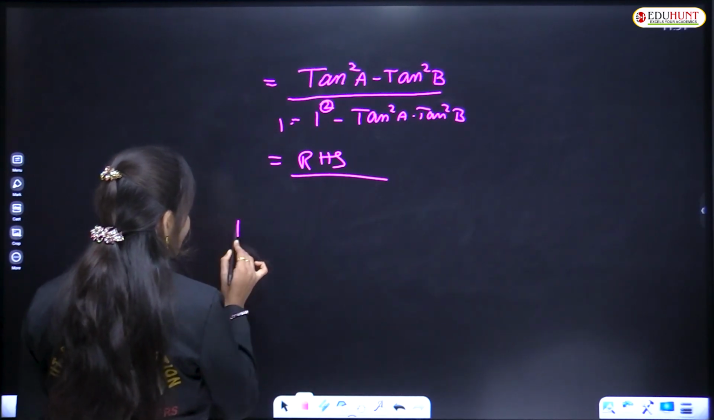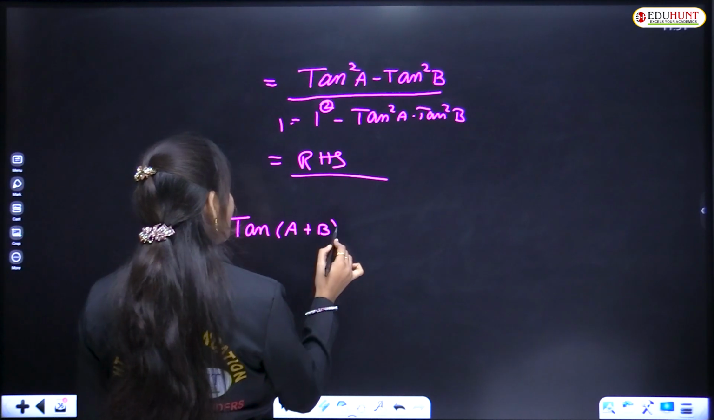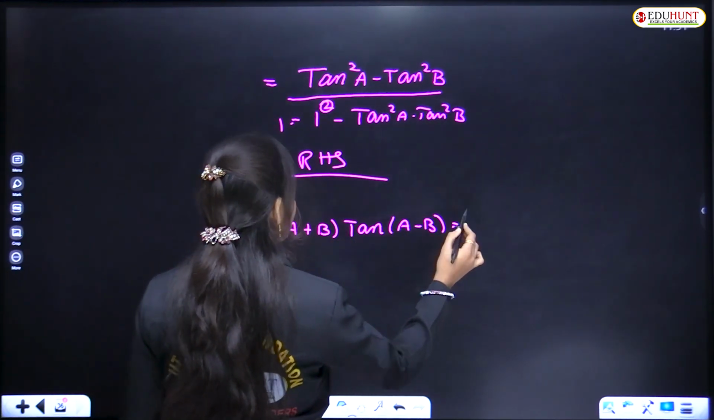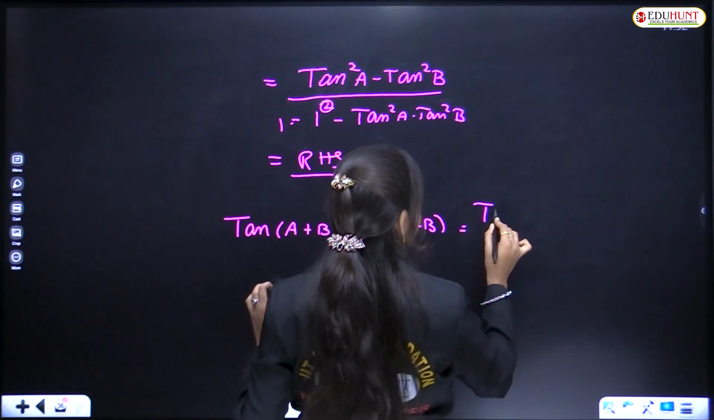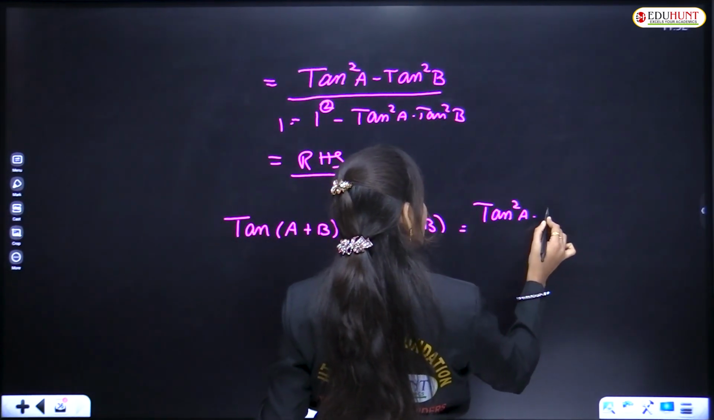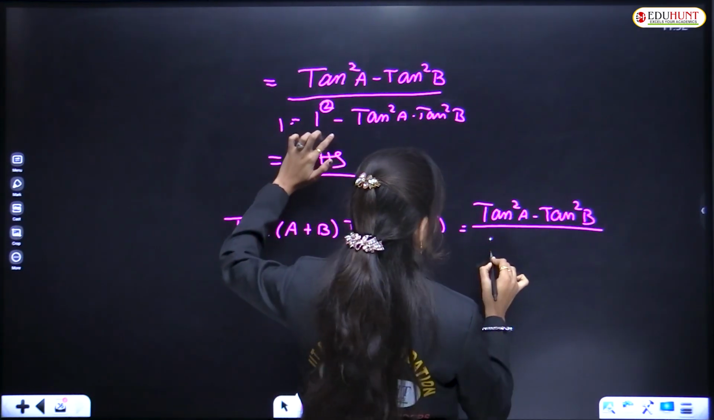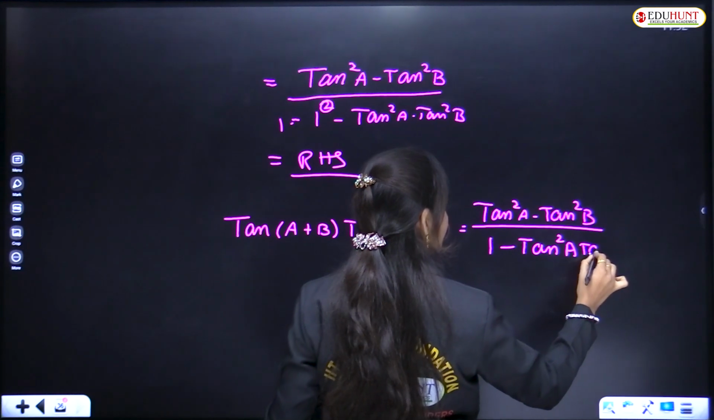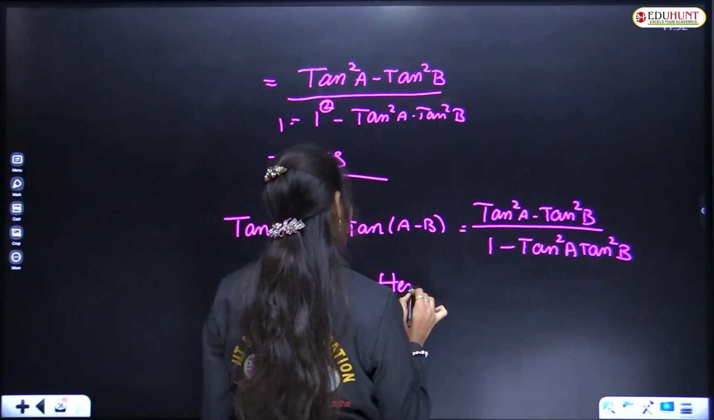So what is the formula again? Tan of a plus b into tan of a minus b is equal to, finally what we got here, tan square A minus tan square B whole by 1 minus tan square A tan square B. Hence it is proved.